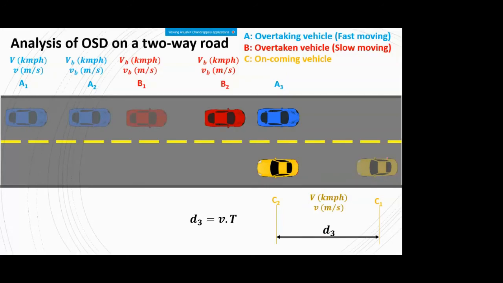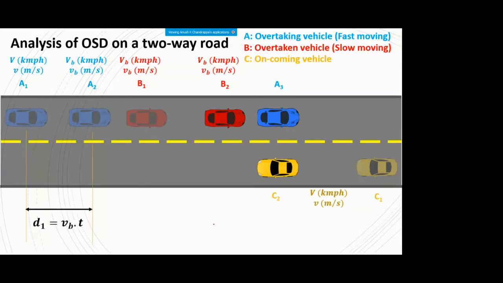And the distance D3, it is the simultaneous motion of vehicle C in the same time frame when the overtaking vehicle or the fast moving vehicle is moving from A2 to A3. So we know that from A2 to A3, the time is overtaking time capital T. So simply again, distance is equal to speed into time. So D3 becomes design speed V into capital T, the overtaking time.